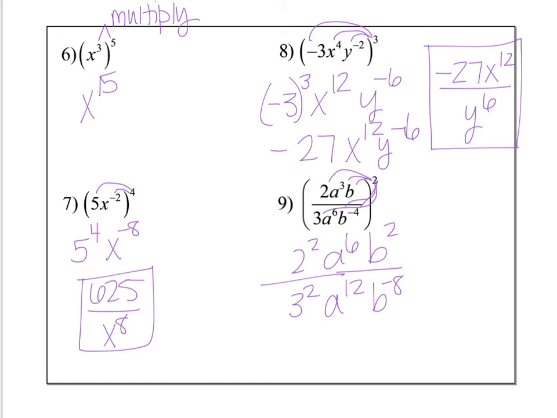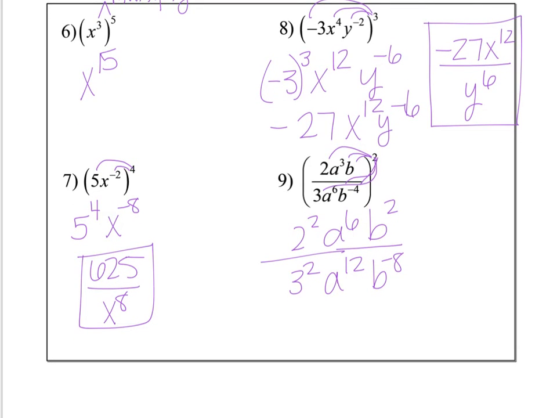Now there's always more than one way to do this. If you wanted to simplify the a's and b's first, you could have. But I decided to distribute first. So we get 4 over 9 as our whole numbers, our big numbers. And then we have to decide what operation we're doing for our variables, for the exponents.